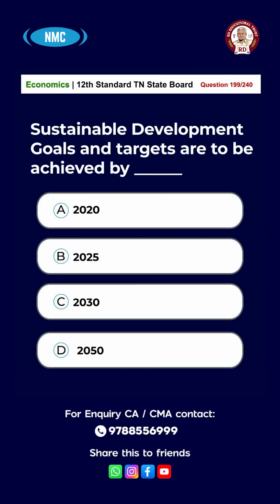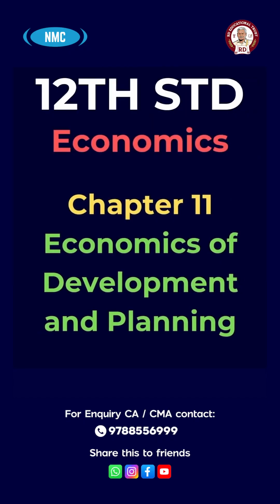Question number 199. Sustainable development goals and targets are able to be achieved by A. 2020, B. 2025, C. 2030, D. 2050. And the answer is option C. 2030.